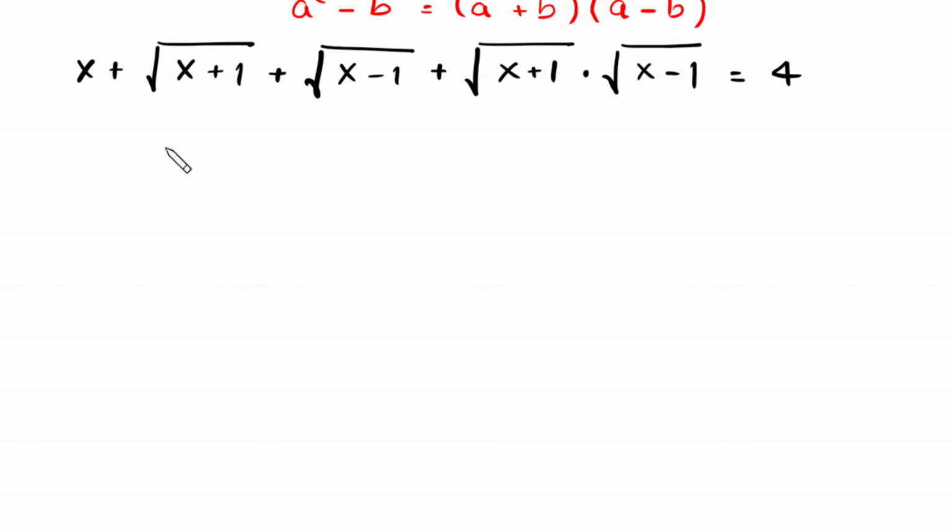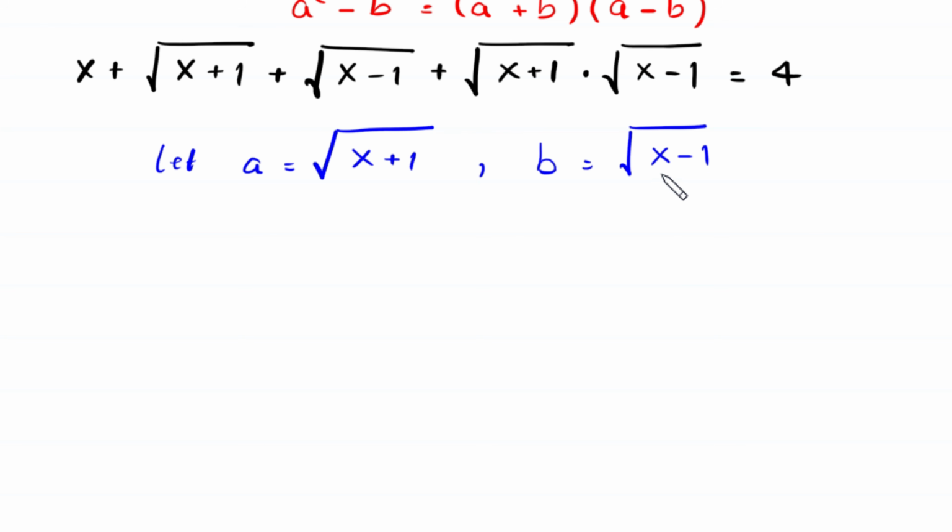Now we suppose that let a is equal to square root of x plus 1 and b is equal to the square root of x minus 1. Note that x minus 1 must be greater than or equal to 0, so this b must be greater than or equal to 0. And this x plus 1 must be greater than or equal to 0, and this a must be greater than or equal to 0.